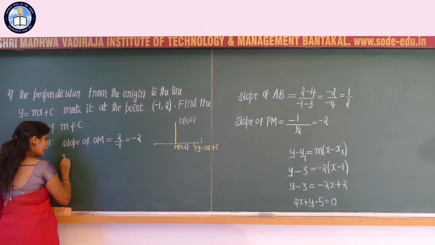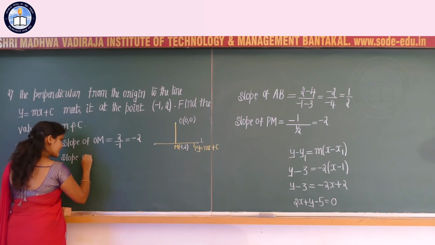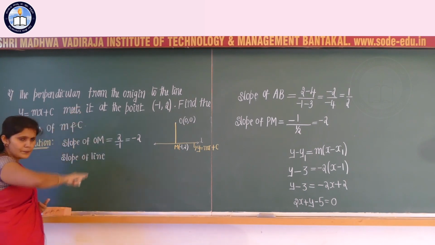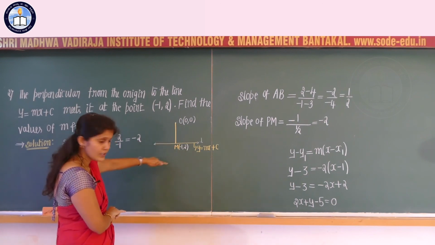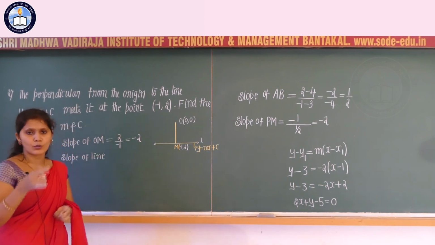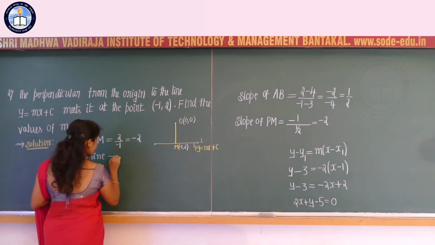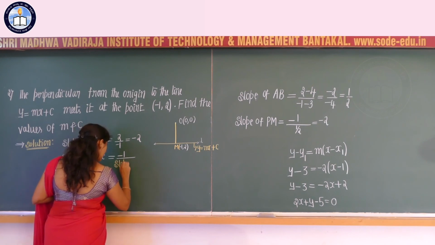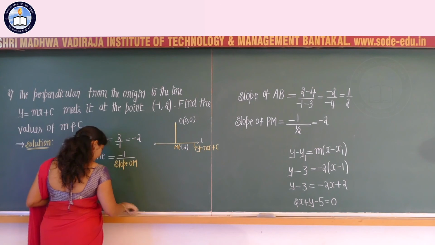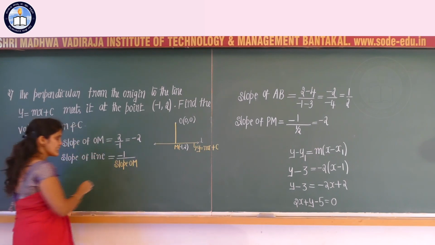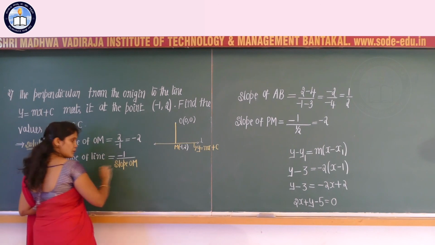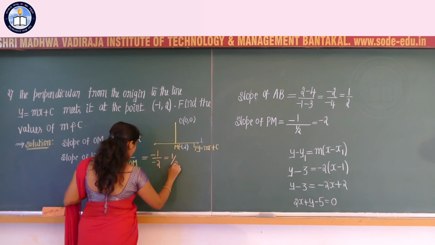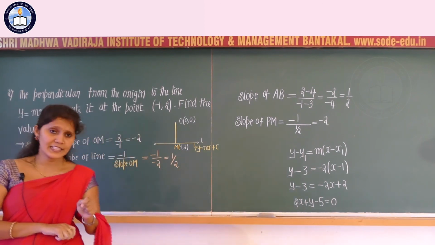What is the slope of the line now? The line is perpendicular to OM, or OM is perpendicular to the line. Therefore, the product of their slopes is equal to minus 1. So the slope of the line can be written as minus 1 divided by the slope of OM, which is minus 1 divided by minus 2, that is nothing but 1 by 2.